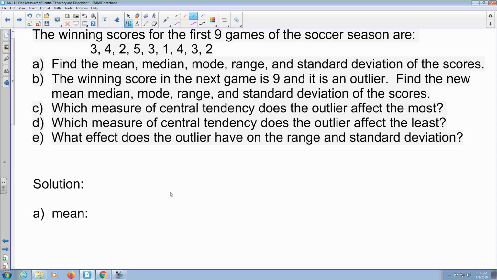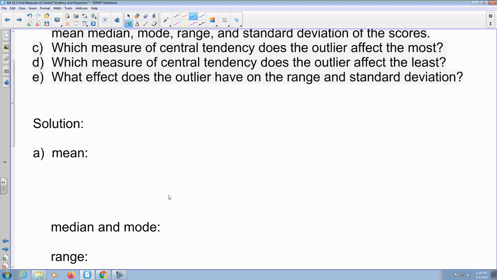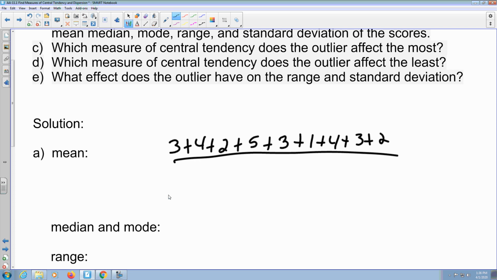So the first thing we're going to do is look at the mean of the scores. So I'm just going to say, all right, we have scores of 3 plus 4 plus 2 plus 5 plus 3 plus 1 plus 4 plus 3 plus 2. And that's 1, 2, 3, 4, 5, 6, 7, 8, 9 games. So we divide that by 9. When you add them all together, I get 27. Divide that by 9 is 3. So the mean is 3.